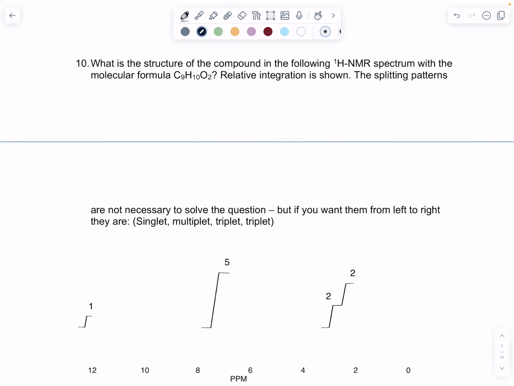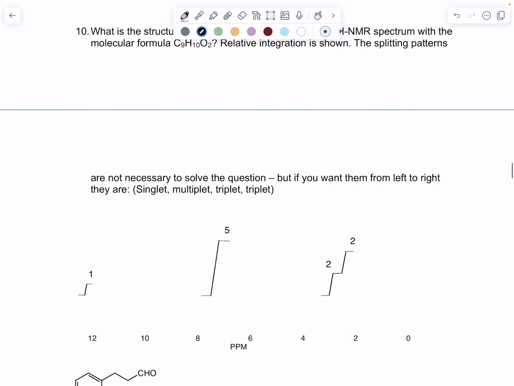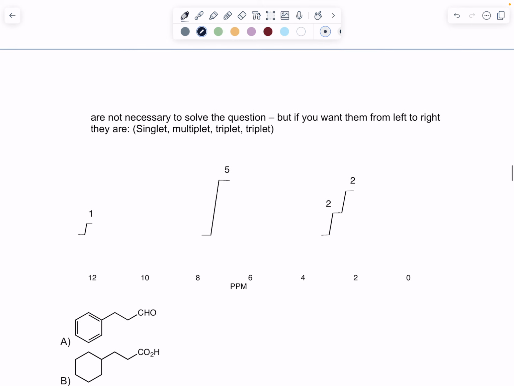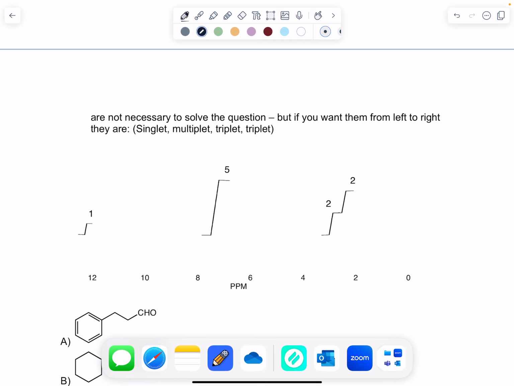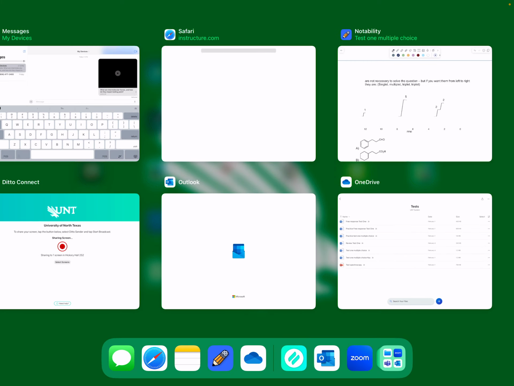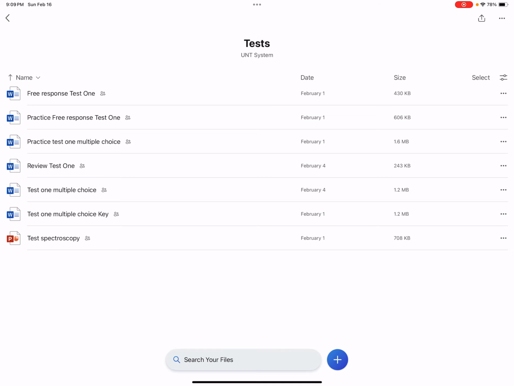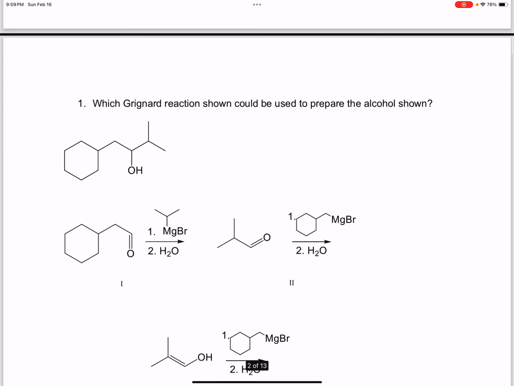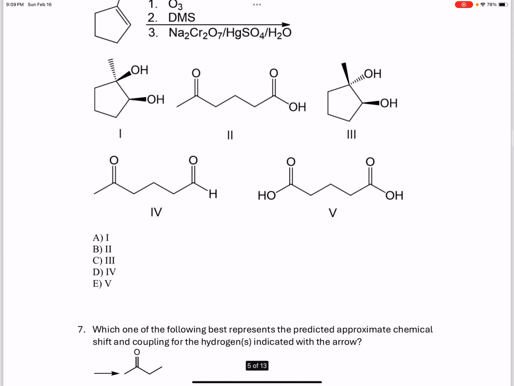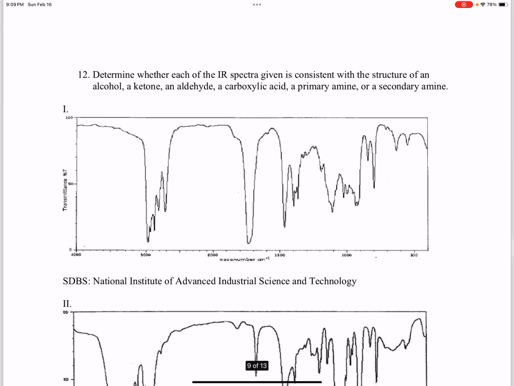Okay, what is the structure of the compound with the following NMR spectrum? I don't know why this happens, but they don't always show up in this app, but they do show up in the original one.